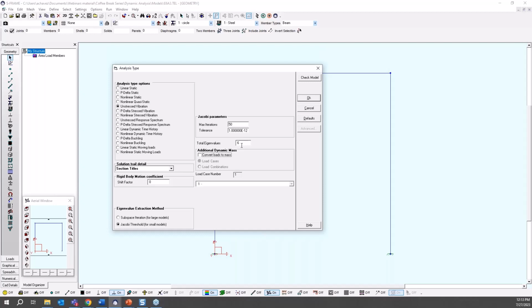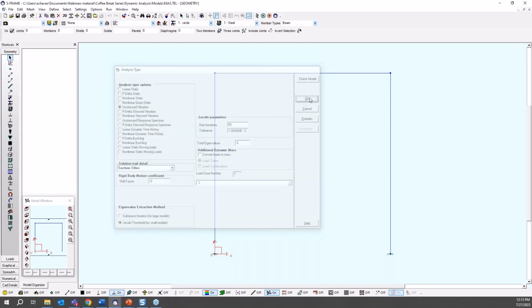This number has to be an accurate number, and the Jacobi method will extract all of the eigenvalues, and the subspace iteration method requires twice as many to exist as can be extracted. So how does this translate to plain English? If I input a number here that is more than half the available degrees of freedom, in this case, we would trigger an error message and the unstressed vibration analysis will not be executed. So this is an important factor to keep in mind. I'll just input 6 eigenvalues for this model, and I will run the analysis.